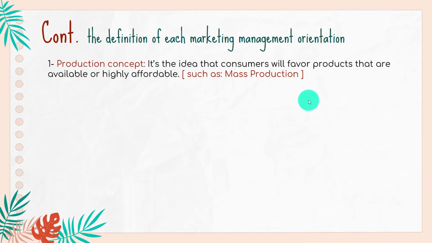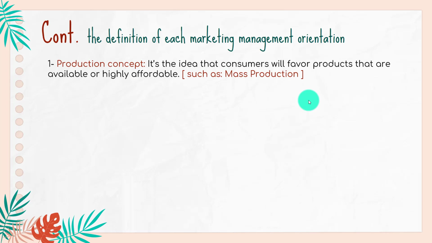So, the first thing, the production concept. It's the idea that consumers will favor products that are available or highly affordable in the market, such as mass production. The production concept was popular at a time when the market wasn't competitive. At that time, people would consume more if industries were supplying more goods in the market at a low price. So it's the oldest marketing philosophy and still very useful for businesses in 2 situations.